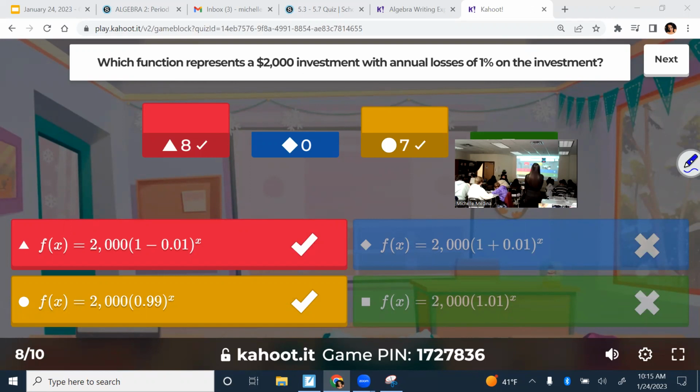So is losing 1% growth or decay? Yes, it is decay. So then the number attached to the exponent should be smaller than 1. So that's why it's red and yellow. Good? All right. Next one.